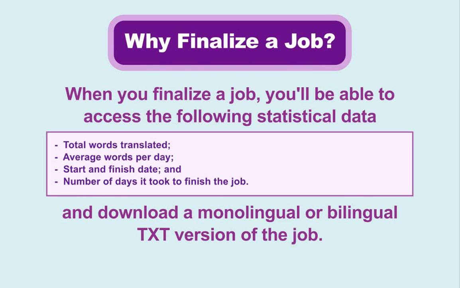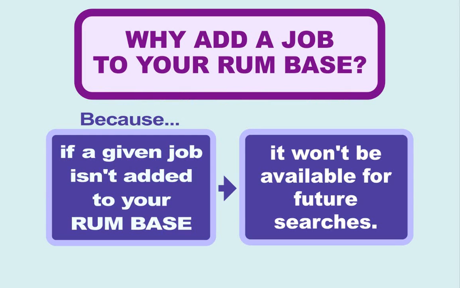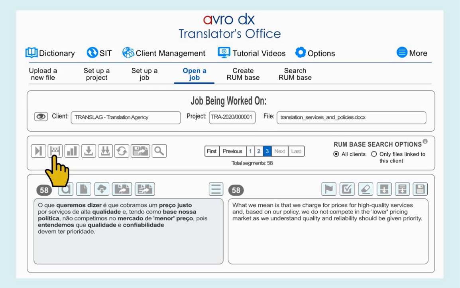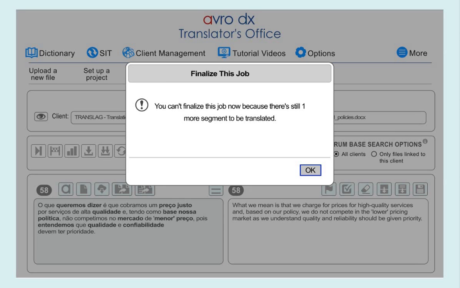Last but not least, SIT can't add a finished job to your run base unless you finalize it. That's the only way to make it available for future searches. So, let's click on Finalize Job. See what happened? SIT sent a message saying that a segment is missing and the job can't be finalized.